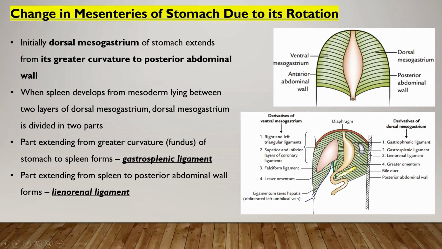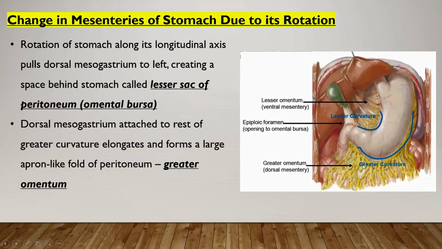Now, in the dorsal mesogastrium there is development of the spleen, and this dorsal mesogastrium is attached to the greater curvature of the stomach. Because of the development of the spleen, the part of the dorsal mesogastrium present between the spleen and the stomach is known as the gastrosplenic ligament, and the part present between the spleen and the posterior abdominal wall is known as the lienorenal ligament.